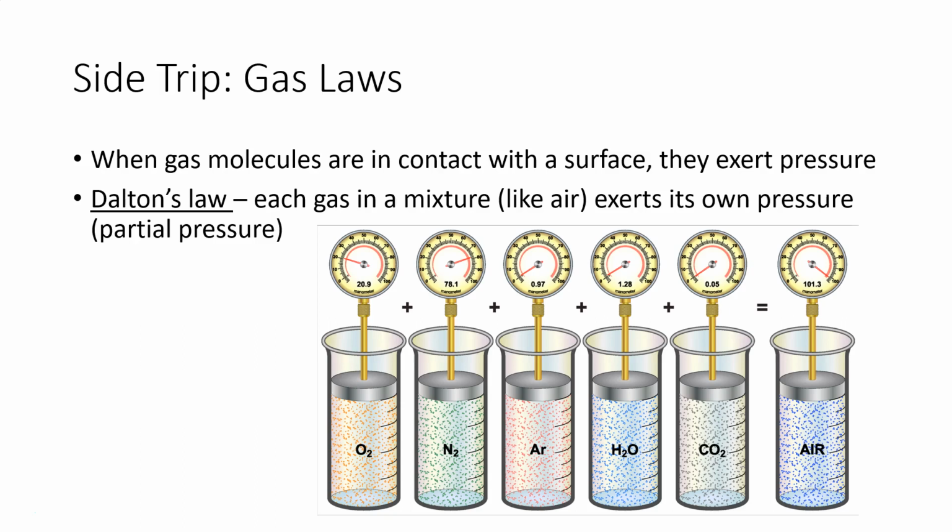It's important to understand that when gas molecules are in contact with a surface, they exert a pressure. Just because they're a gas doesn't mean they don't exist, right? So they're going to have a pressure. Well, Dalton's law said that each gas in a mixture, so here we're thinking about air, exerts its own pressure. So our air is made up of oxygen, nitrogen, argon, water, carbon dioxide, and many other substances. And they all come together to make air. So each one of these gases is going to make its own pressure: oxygen, nitrogen, carbon dioxide.